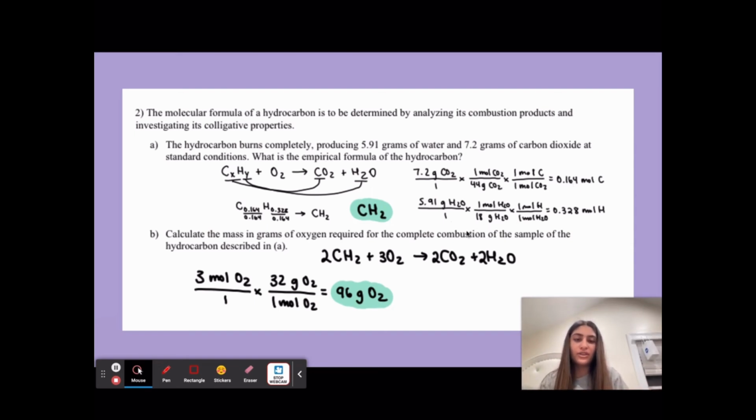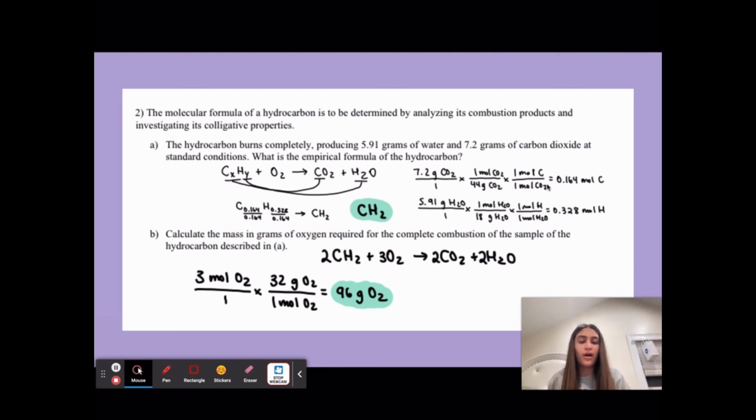Then for moles of hydrogen, it's basically the same exact thing except with H2O, because we know that we have 5.91 grams of water produced in the reaction. So we do that over 1, and then we multiply that by 18 grams of water, because that's what 1 mole of water is. There's supposed to be a 2 there, but it's 1 mole of H2 over 1 mole of H2O, because we want to be in moles of H2. And so we get 0.328 and 0.164.